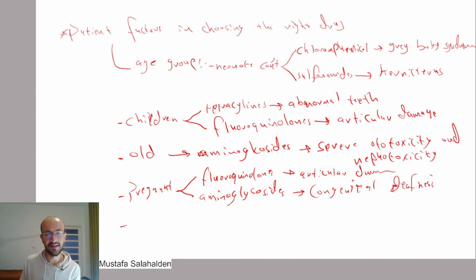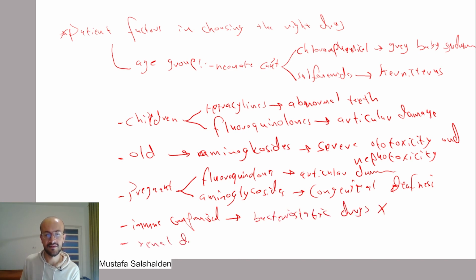Now also the immunocompromised patients. You can't give them the bacteriostatic drugs because they arrest the bacterial growth and wait for the immune system to kill the bacteria. But if the patient is already immunocompromised, the immune system can't kill the bacteria, so it is better to give them bactericidal drugs.